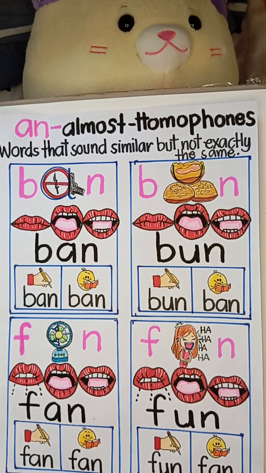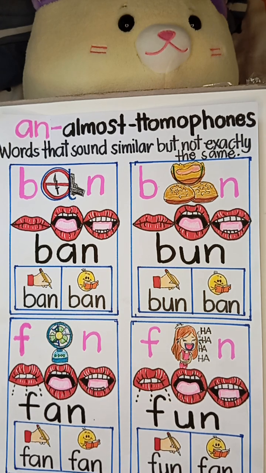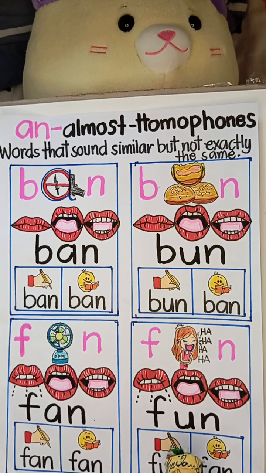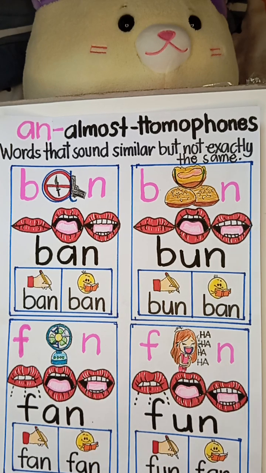Let's sound out each letter in fun. F-U-N. Fun. The first sound you hear is F. It's the letter F. The second one is U. It looks like the shape of your mouth when you're laughing, ha ha ha. And the last sound you hear is the letter N. In writing fan and fun, it can be a little tricky, but with this image, you will be able to spell both words correctly.